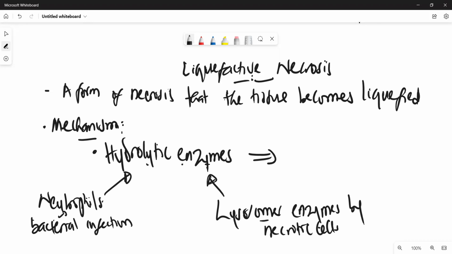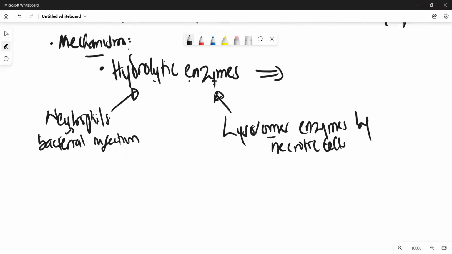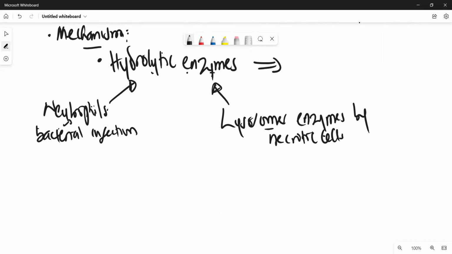So all those lysosomes in the necrotic tissue start releasing their hydrolytic enzymes, because remember, in those necrotic tissues, the cells are dying. So the lysosomal membrane is going to become permeable, or they rupture. Those hydrolytic enzymes in them will also come out, and that will also digest the tissue, and that can lead to liquefactive necrosis. So let's move on to talk about examples of liquefactive necrosis.